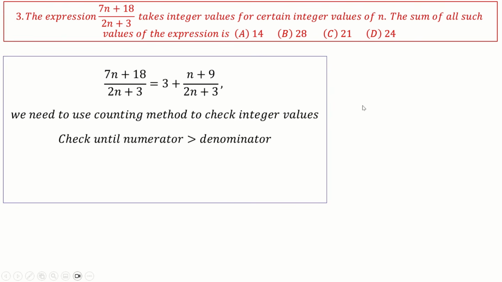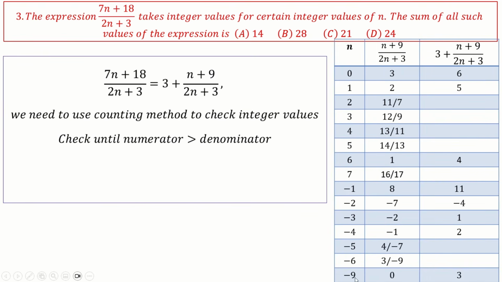So make a table. My n values are here, and my (n+9)/(2n+3), because this is what will decide when to stop basically. If I take n equal to 0, this is 3, so that's good. It's an integral value, so I'll add it. 3 plus 3 is 6. N equal to 1, this value is 2, so it is 5. N equal to 2, it is 11 by 7. So there is a possibility that I can get an integral value later, right?